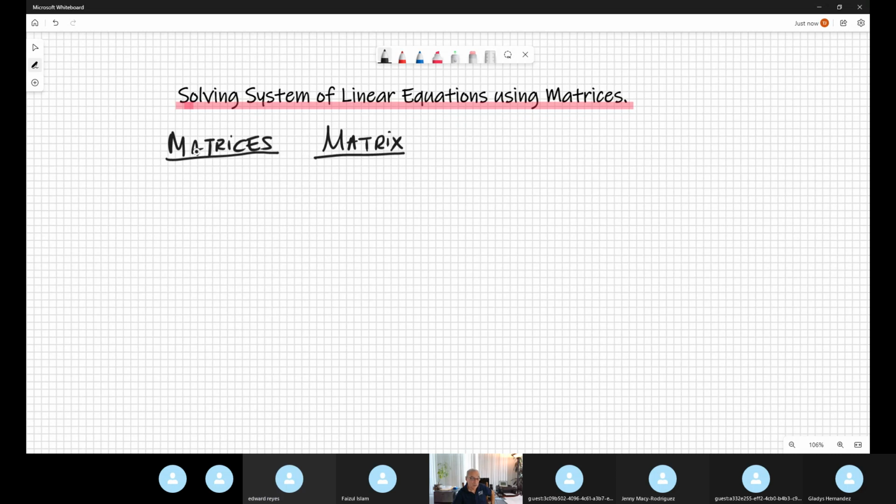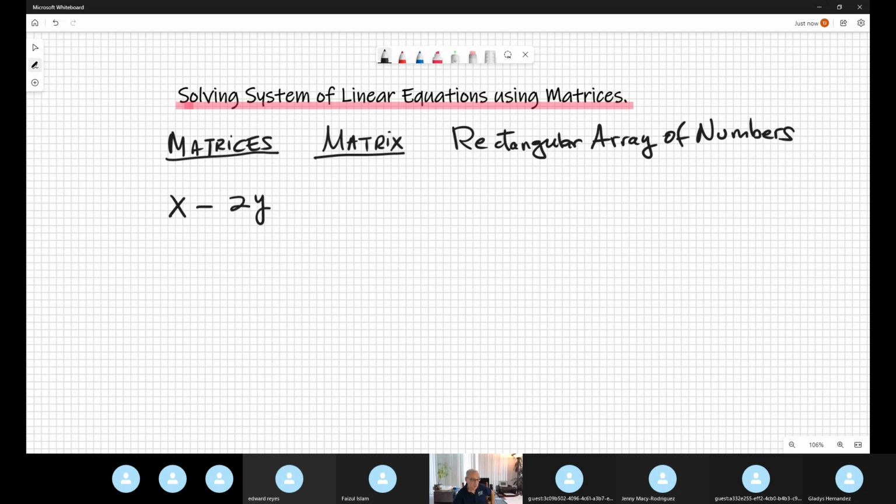Now, the definition: a matrix is a rectangular array of numbers. So, for example, if you have this system of linear equations, I don't want to complicate it, so I put only 3 equations and 3 unknowns.